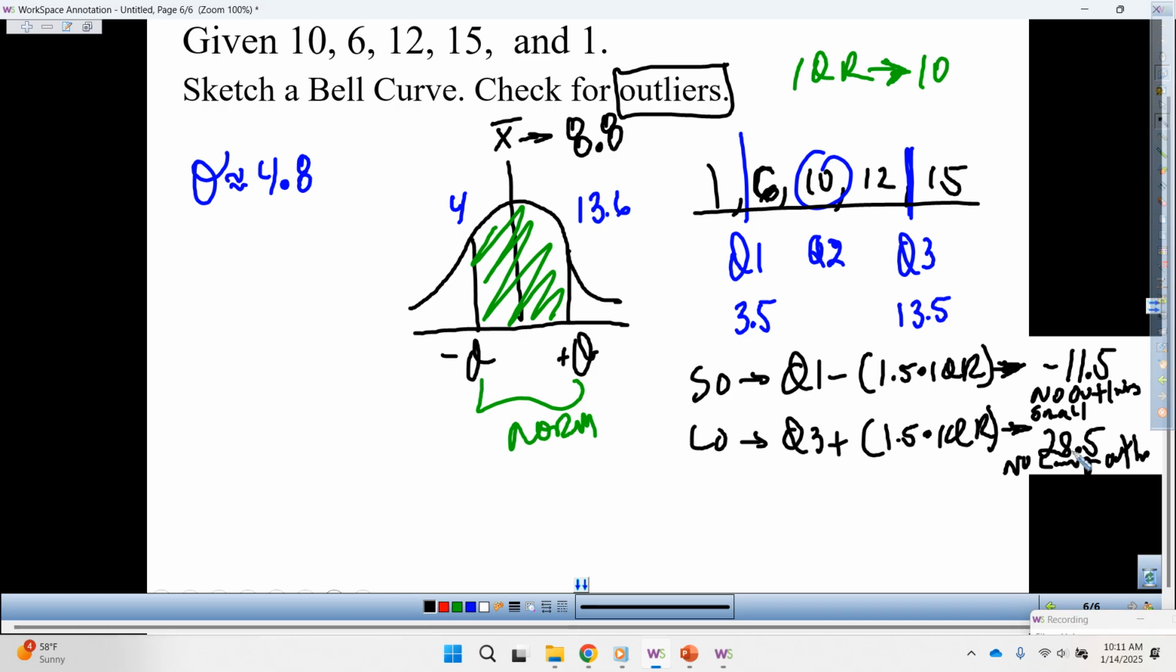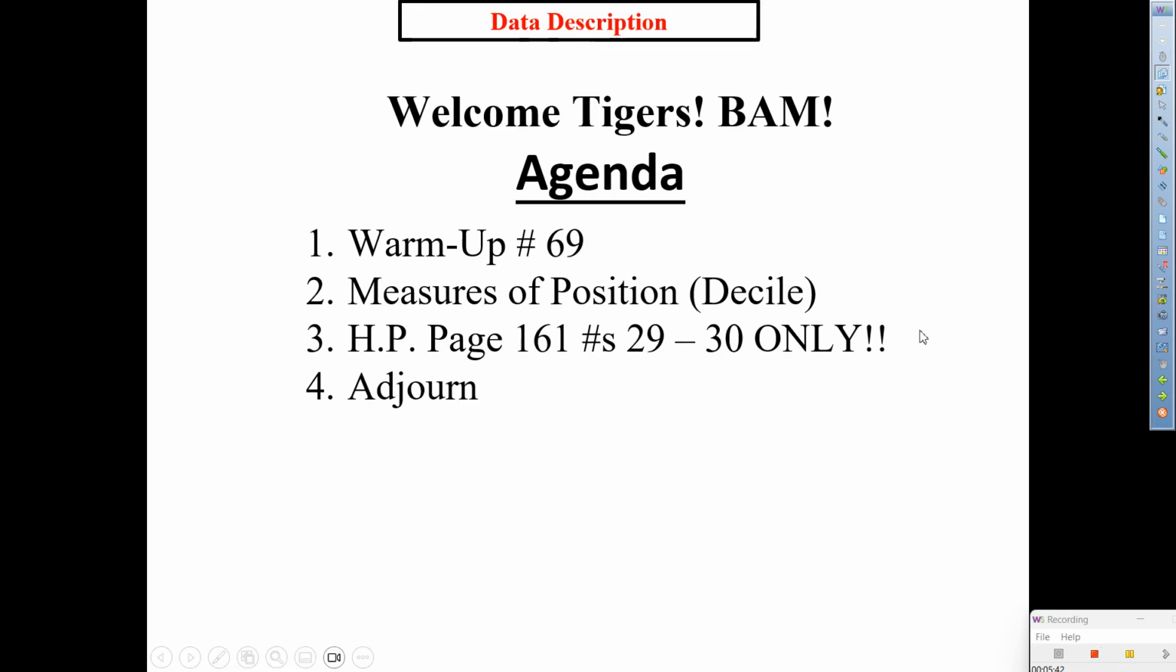All right, send me that, please. Did I send you the screen already? All right, copy the agenda, please. Warm-up number 69, measures of position. Today we're going to finish this up with deciles. Home plate page 161, numbers 29 to 30. 29 to 30 only. Only 2 problems.